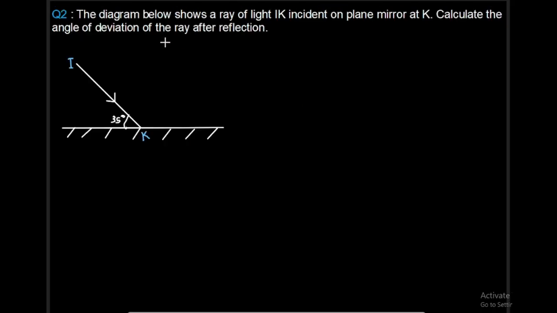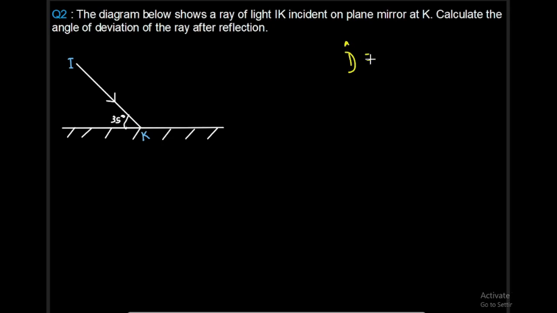Now moving on, in this question they said the diagram below shows a ray of light IK incident on a plane mirror at K. Calculate the angle of deviation. This is a very straightforward question. There are two ways we can solve this question actually. We're looking for the angle of deviation.